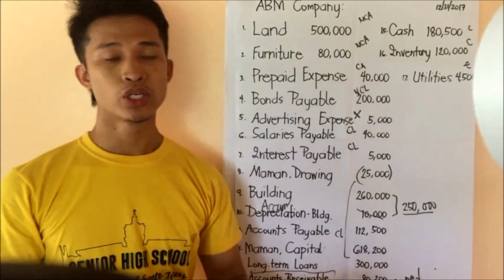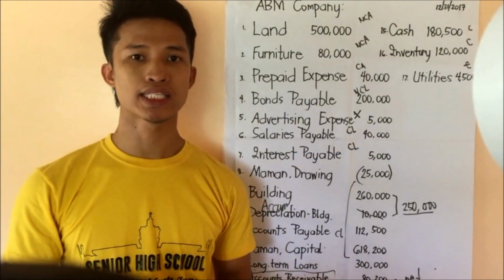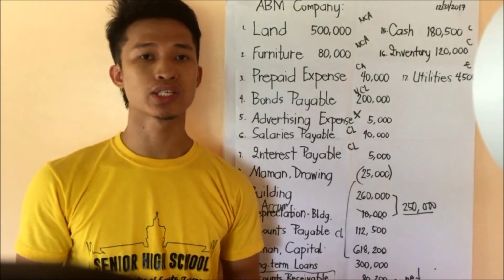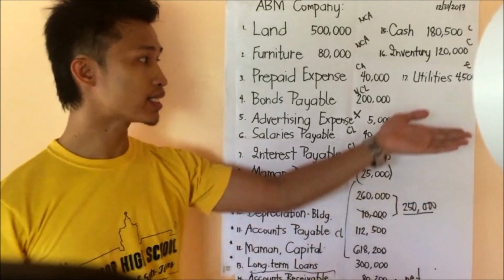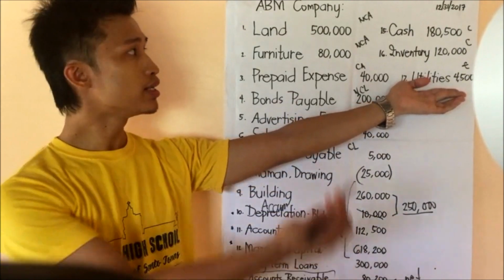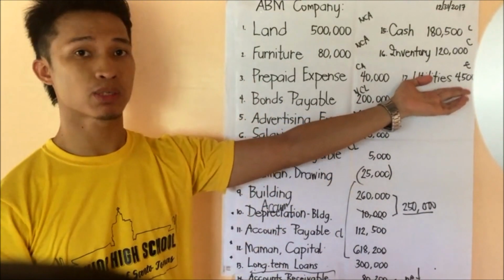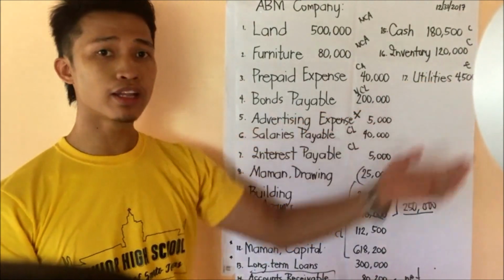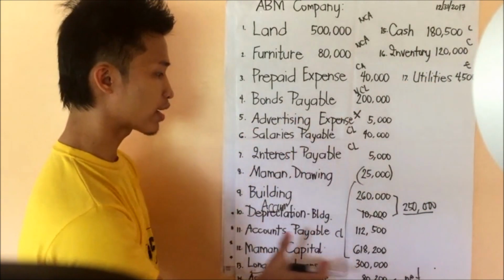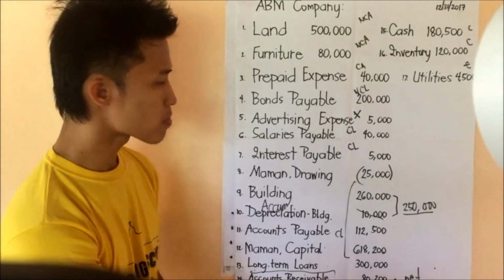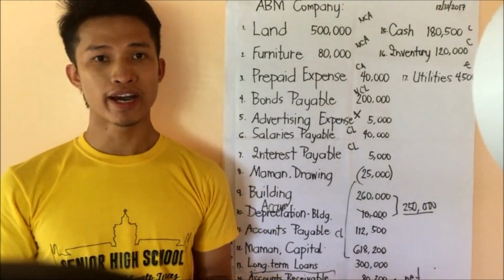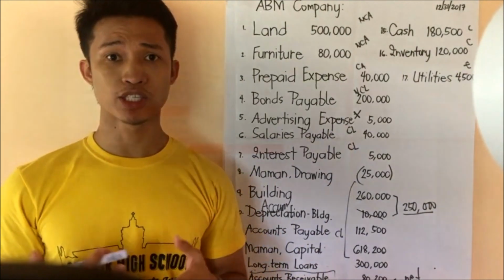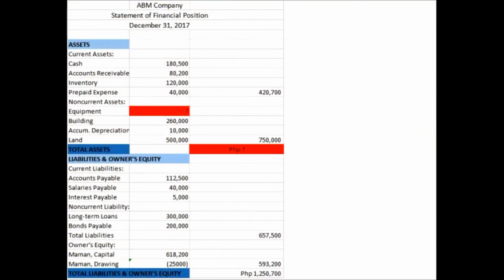Next is utilities. Utilities or utilities expense. This is the cost of the usage of utilities such as electricity, water, telephone bills. So that is an expense, not to be included in our statement of financial position because it's an expense. Expense is to be reflected in your income statement. So these are the accounts that we had. Now we're going to summarize them by preparing a statement of financial position. Finally, we were able to classify the accounts.